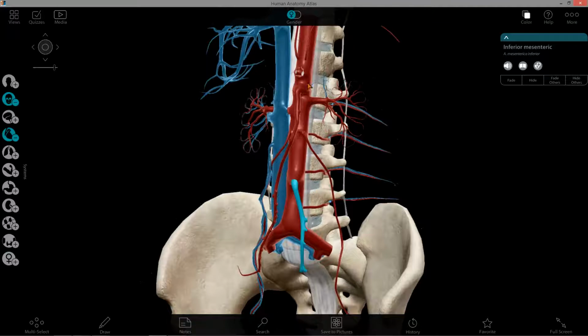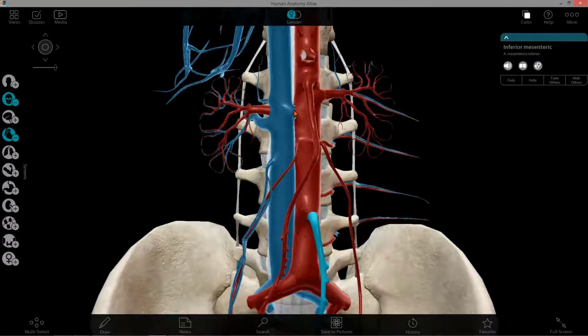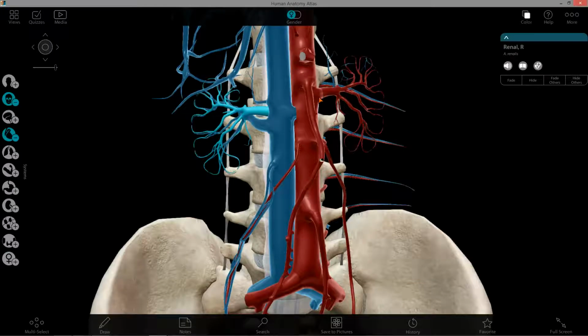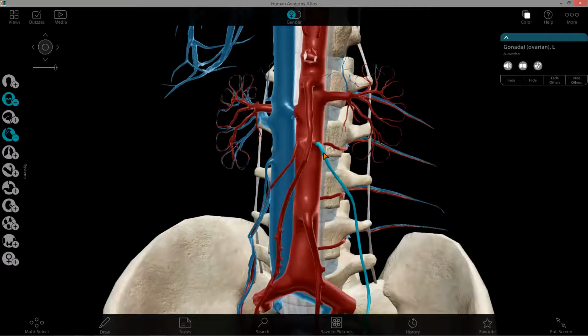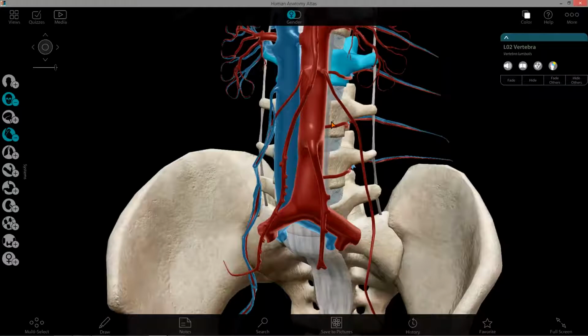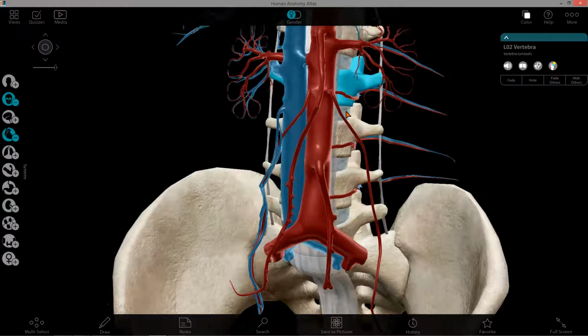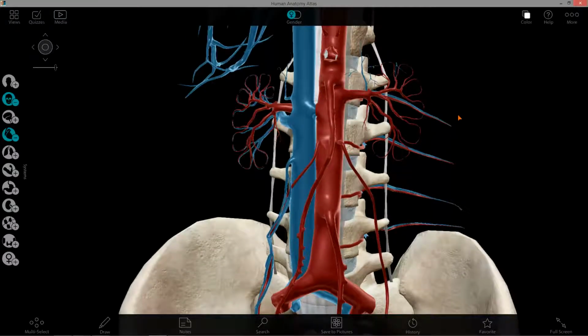So those are the unpaired branches of the aorta, and then there are the paired branches of the aorta. There are the renal arteries, which are approximately at L1. There are the gonadal arteries, seen here, which are approximately at L2. Then also at L1 are the middle suprarenal arteries, but they're not present in my model. And so those are the paired visceral branches, going to the viscera. And then there are the paired somatic branches.